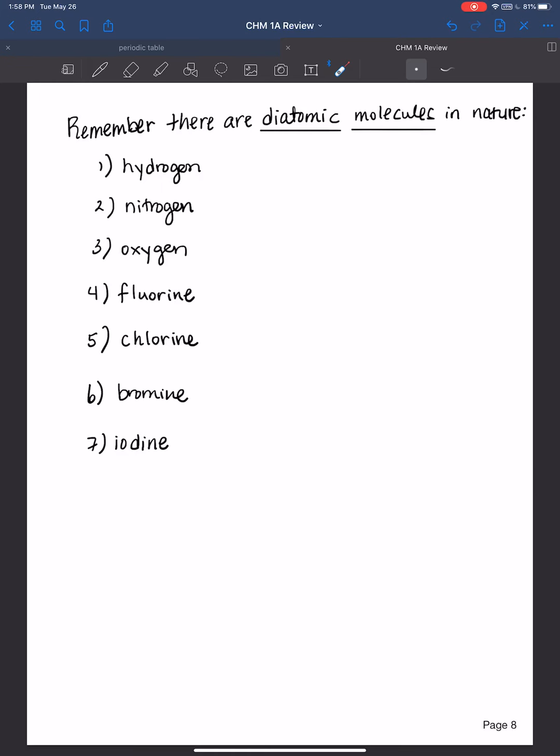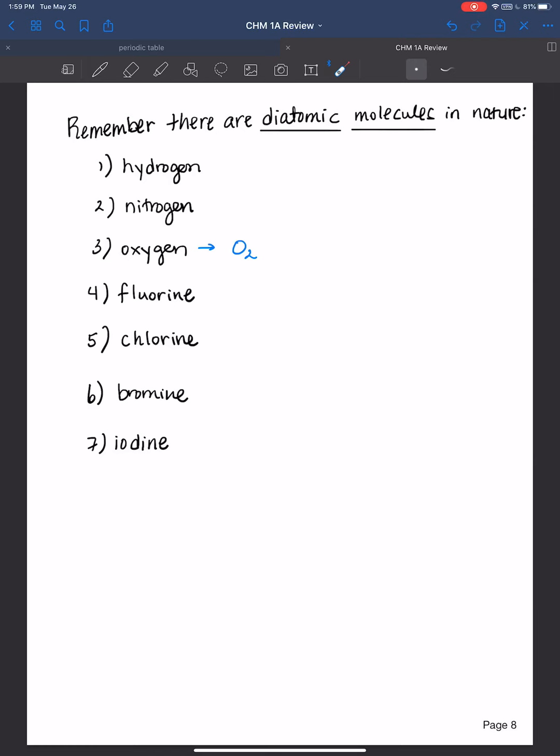One final note before we wrap up here is to remember that in nature there are diatomic molecules. So for example, you may hear or do a word problem and it says, in the combustion reaction, propane gas reacts with oxygen gas. It's important that you recognize that oxygen in nature is not monoatomic, but rather diatomic. If you did not use the subscript 2 here, that would mess up balancing the entire equation, right? And therefore you would get the wrong answer.